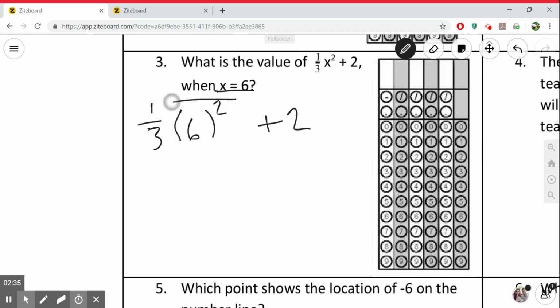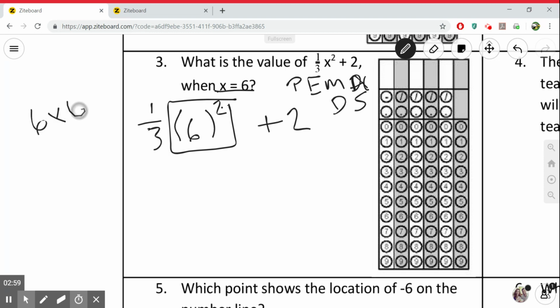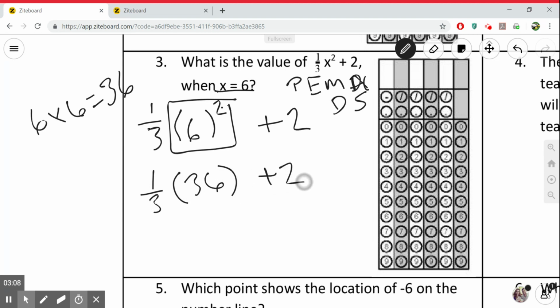I'm going to use my focus box for PEMDAS. We know we do parentheses first. And then after we do parentheses, we do exponent. So exponents is next. So 6 squared gives me 6 times 6, which is equal to 36. And so that's going to be 1/3 parentheses 36 plus 2.